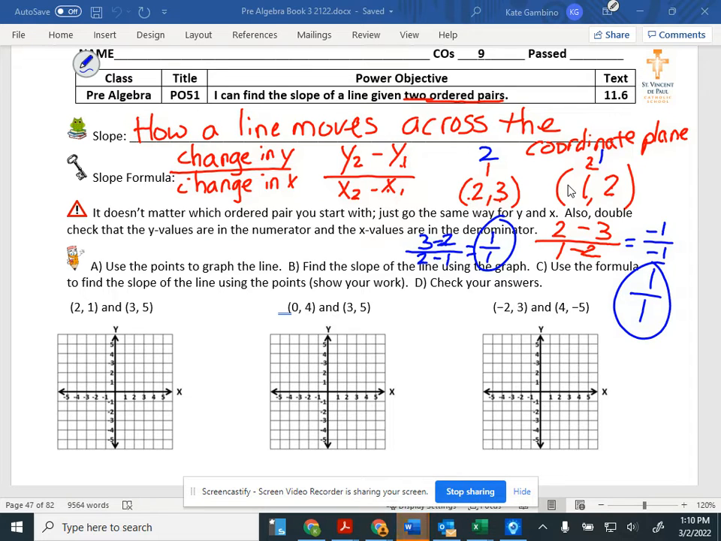So it doesn't matter which ordered pair you put as the first ordered pair and which one you put as the second ordered pair, because you will get the same slope. You just have to look: do I want to work with negative numbers or not?